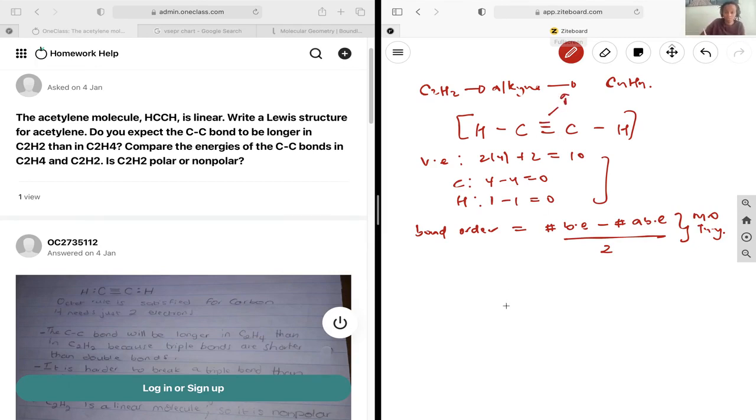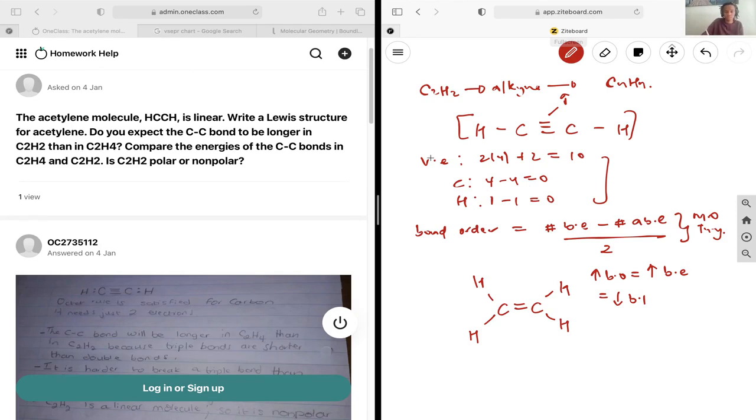Then in the case of C2H4, which is just a double bond in between them rather than a triple bond, this bond order is going to be higher than this bond order. And we know that the higher the bond order, the higher the bond energy, which would mean the shorter the bond length itself. So since the bond order is higher in this case, the bond length will be shorter in this case because they have a higher energy, so they must be closer together. So the triple bond in acetylene is shorter than the double bond in ethene.